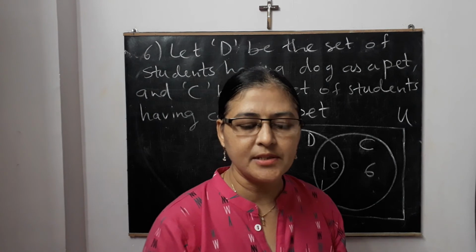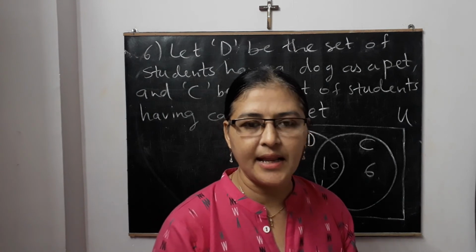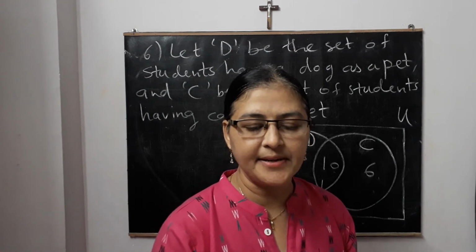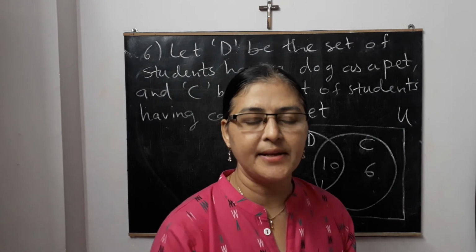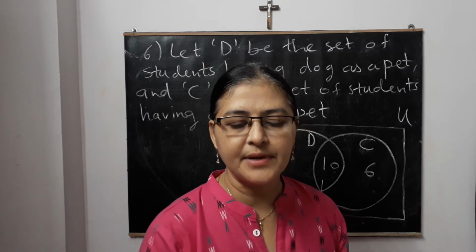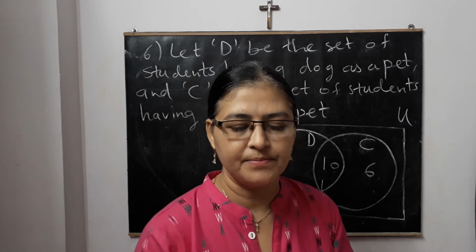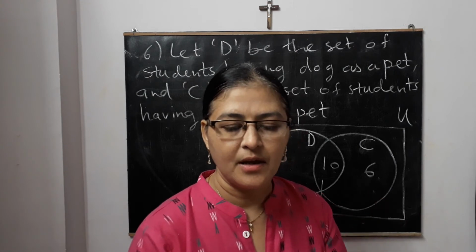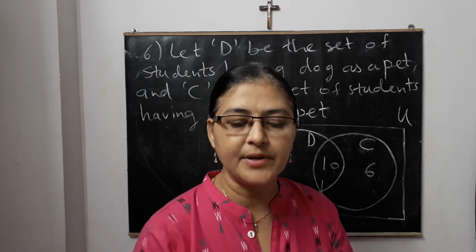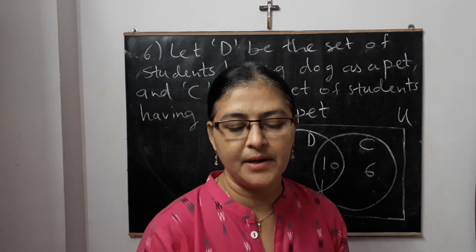Now we come to the sixth question. The sixth question is: in a class, 8 students out of 28 have a dog as their pet animal at home. 6 students have a cat as a pet animal. 10 students have both a dog and a cat, which means this becomes an intersection. Then how many students do not have a dog or a cat as a pet animal at home?